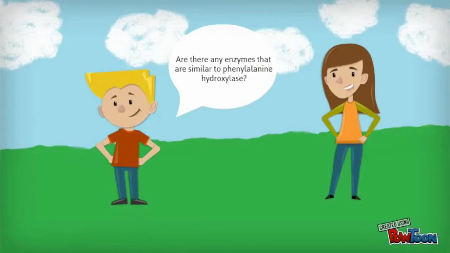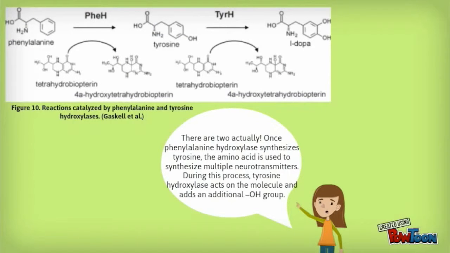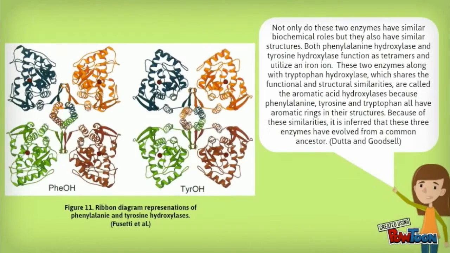Are there any enzymes that are similar to phenylalanine hydroxylase? There are 2 actually. Once phenylalanine hydroxylase synthesizes tyrosine, the amino acid is used to synthesize multiple neurotransmitters. During this process, tyrosine hydroxylase acts on the molecule and adds an additional OH group. Not only do these 2 enzymes have similar biochemical roles, but they also have similar structures.